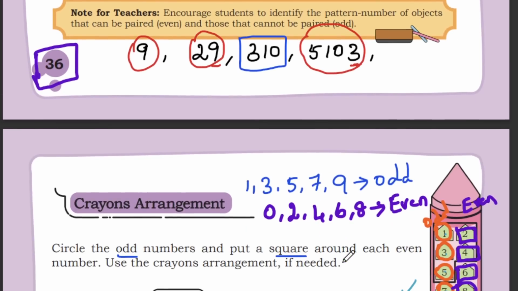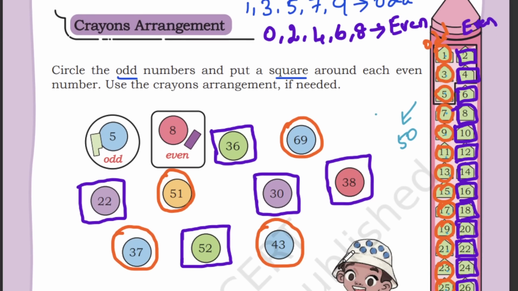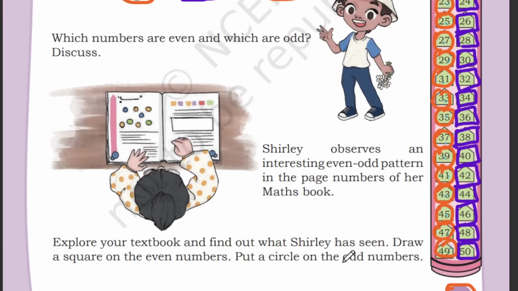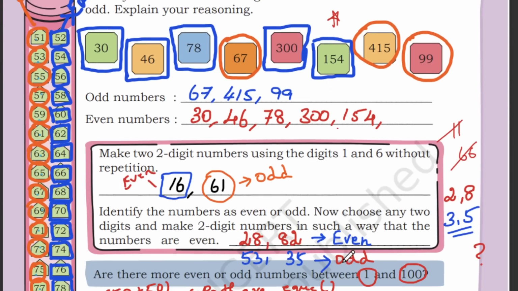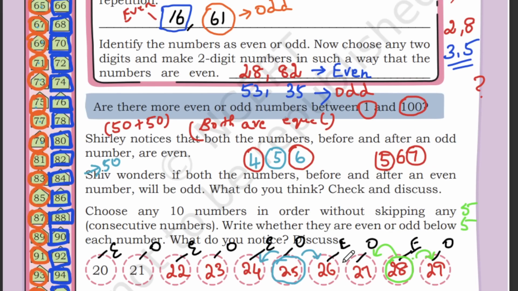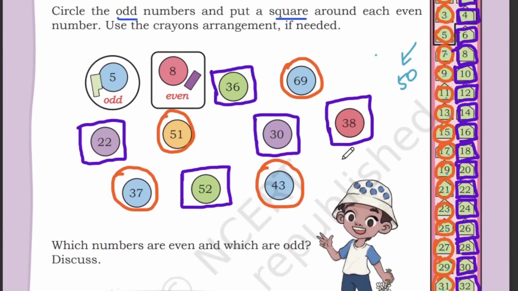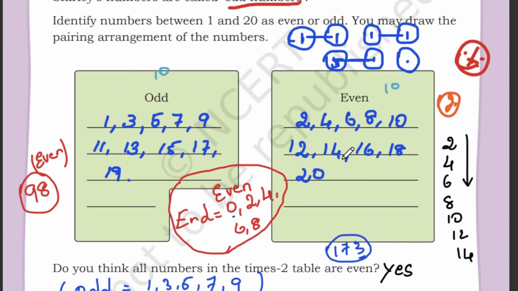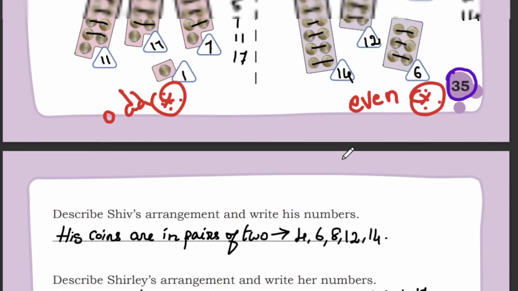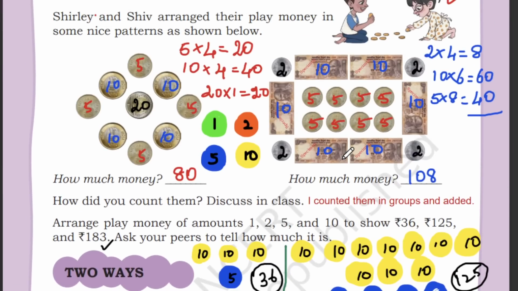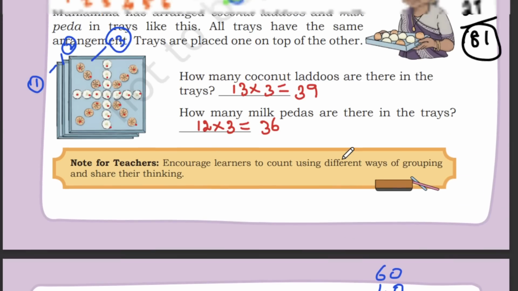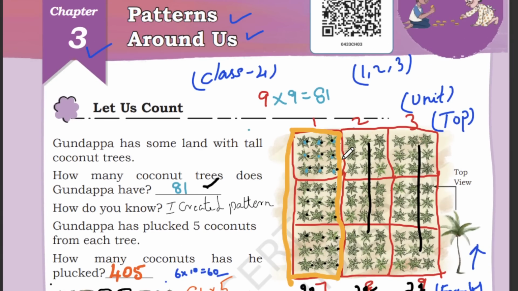Okay, so it is not a very difficult lesson. It's going to be very, very easy. And the next lesson is Thousands Around Us. In third standard, we learned Houses of Hundreds, right? Now we are going to learn Thousands Around Us. That is also an important chapter. So once you have completed this chapter, I'll be uploading the video of Thousands Around Us.